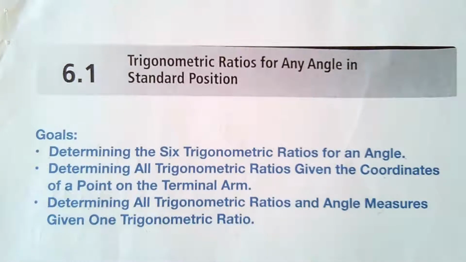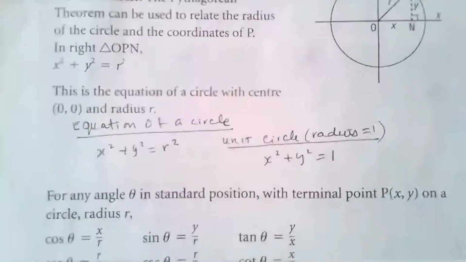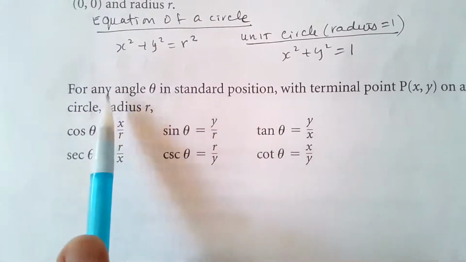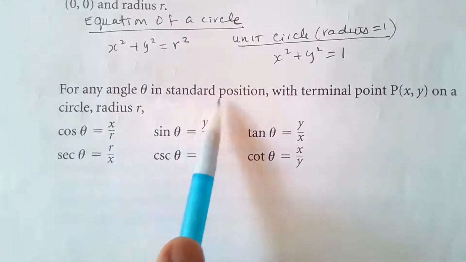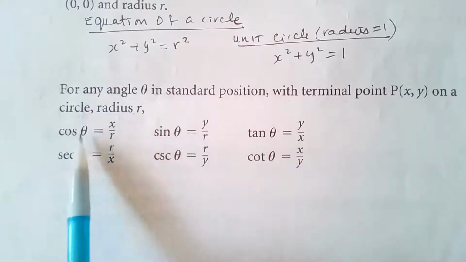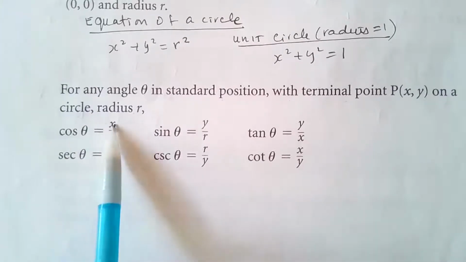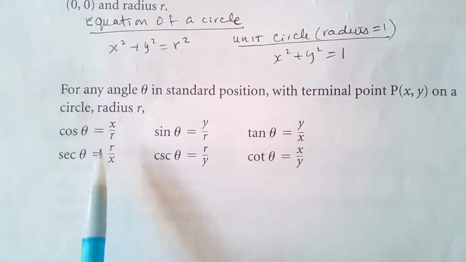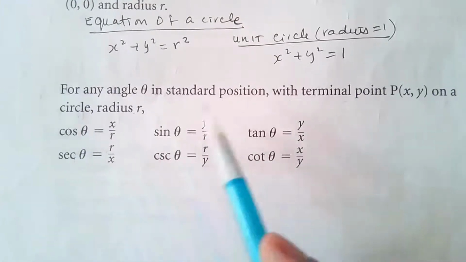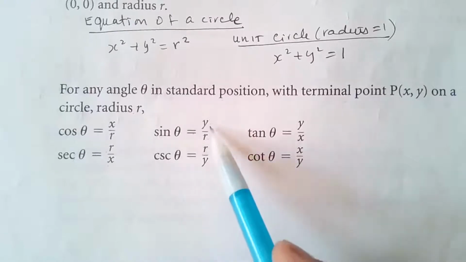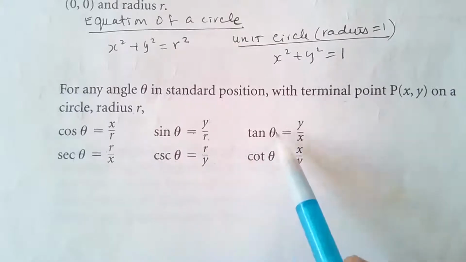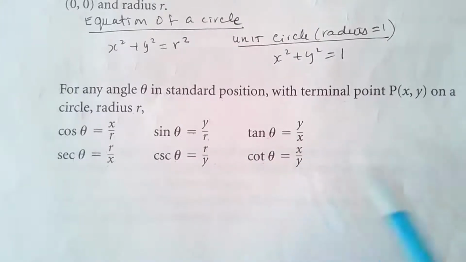Okay, just to review, remember your basic trig ratios. We'll be using these today. Remember, for any angle theta in standard position, with terminal point P(X, Y) on the circle of radius R, cosine theta is X over R, secant theta, which is the reciprocal of cos, is R over X, sine is Y over R. So your R is your radius. Cosecant is R over Y, tan is Y over X, and cotan is X over Y.